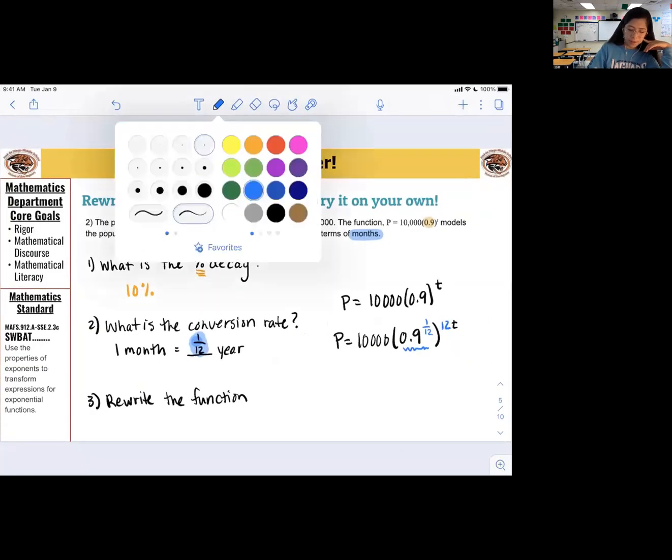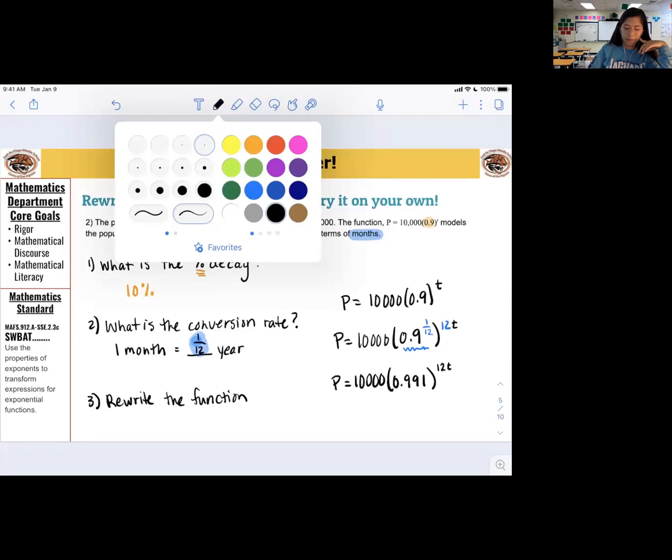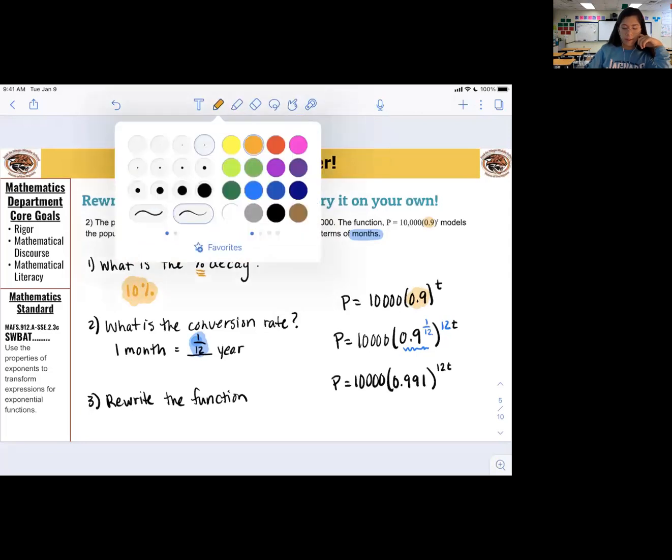All right, so here we go. My new function: 10,000 times 0.991 to the power of 12t. Now it doesn't look much different, right? We went from 0.9 to 0.991. However, remember, originally, based on my original function, the percent decay was 10% per year. Well, now I want to know my new percent decay.